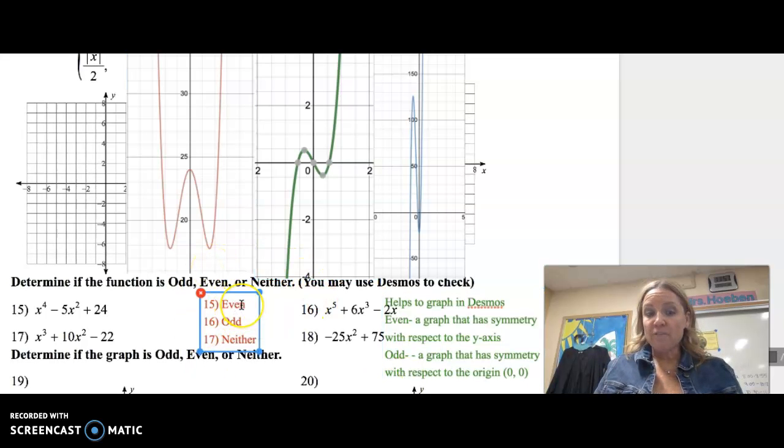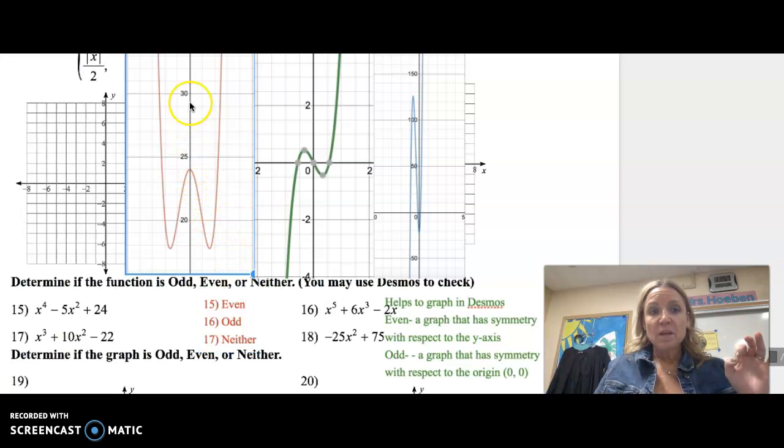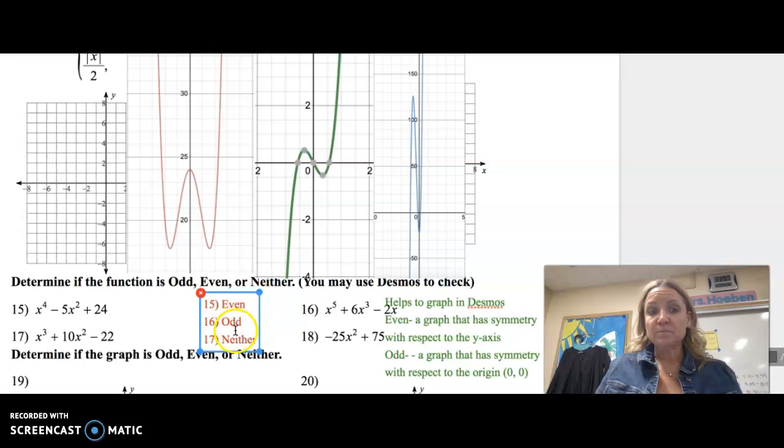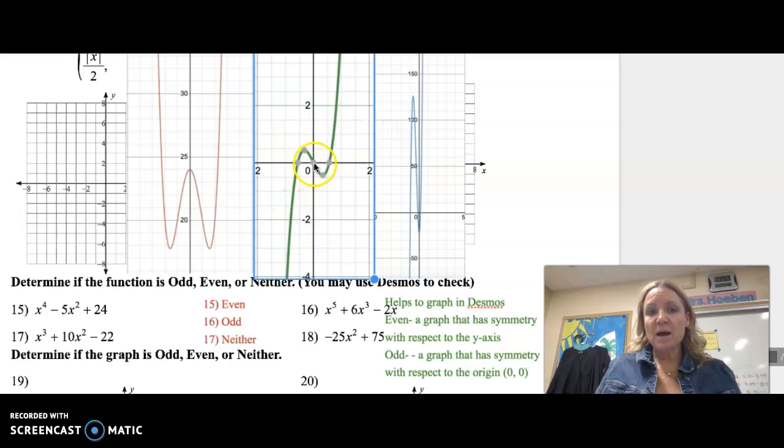So I figured it would be helpful to show one of each. Okay, so 15, you're going to see that here's the y-axis, and all the points on the left and all the points on the right are going to match up, and so that one's even. Number 16, you can see that with the origin, you could rotate this graph. It's going to have symmetry about 0, 0, which is the origin, so that 16 is odd.